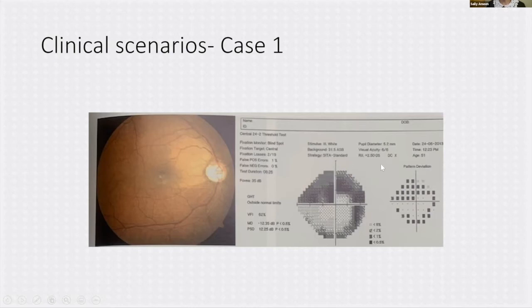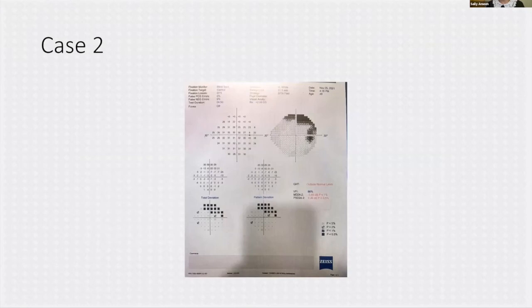The correct refraction error and the visual acuity was done appropriately, and it also tells you the size of the diameter of the test, age of the patient, and so on. And it's a 24-2. So that's a perfect clinical picture.